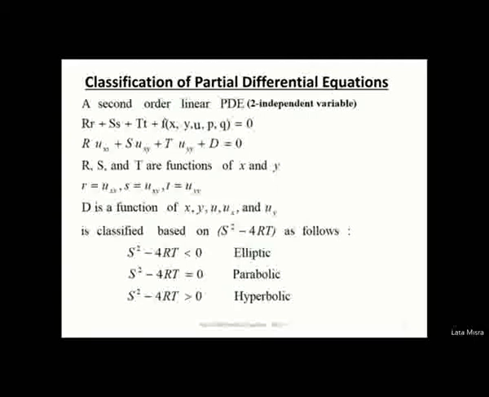So we classify this partial differential equation by using S² − 4RT. If S² − 4RT is less than 0, then the partial differential equation is elliptic. When S² − 4RT is equal to 0, it is parabolic, and if S² − 4RT is greater than 0, then we say the partial differential equation is hyperbolic.